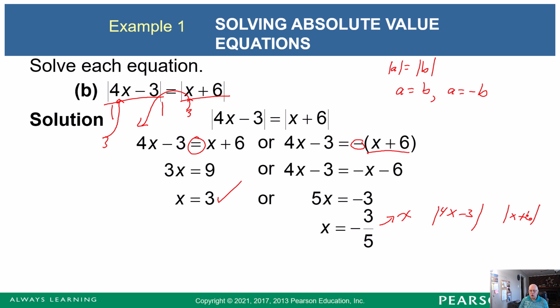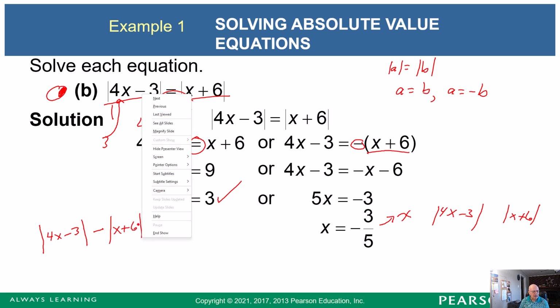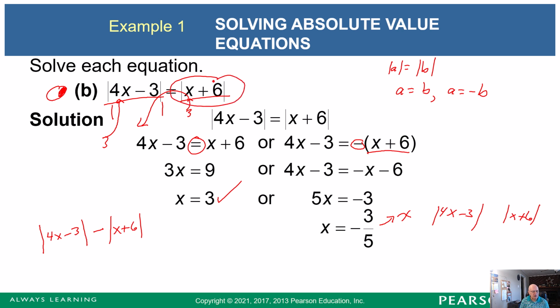Now for those of you who are a little bit on the clever side, you might look at this and say, hey, if I put my eyeballs on this one, I should get the same result if I had 4x minus 3 in absolute values minus the absolute value of x plus 6. In other words, take this expression, subtract it from both sides. And you can write all of this in one shot, see if you get 0.